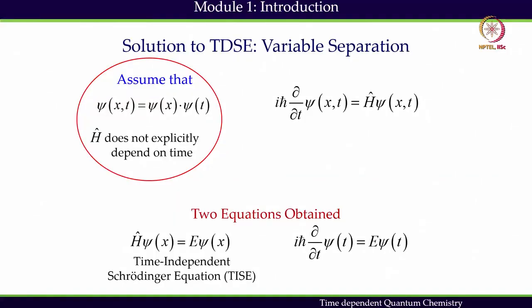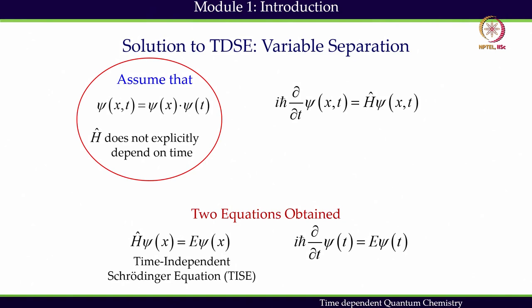Welcome back to module one of the course Time-Dependent Quantum Chemistry. We have so far introduced the time-dependent Schrodinger equation, and we have to some extent discussed or given an idea of the meaning of quantum particle and classical particle. So with that idea, we'll move forward. We will move on to the solution of TDSE.